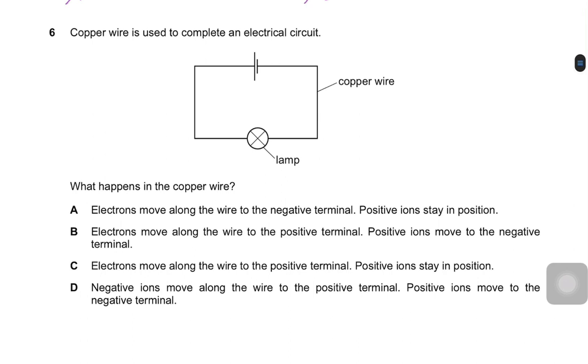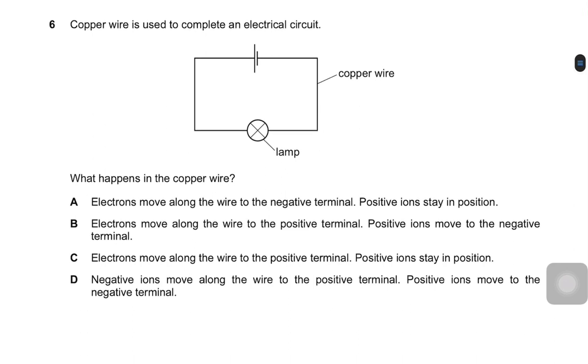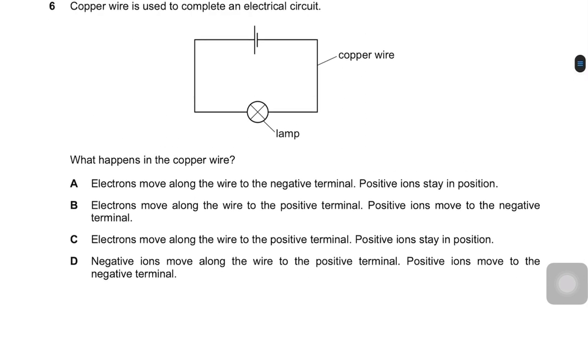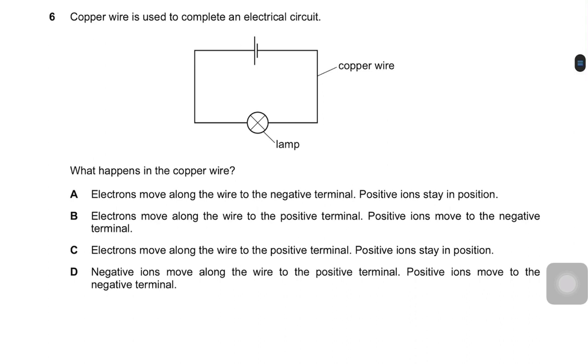Copper wire is used to complete an electrical circuit. Then let's talk about it. What happens in the copper wire? Electrons move along the wire to the negative terminal. No, sorry. Electrons are negative. They go to the positive terminal. Electrons move along the wire to the positive terminal.